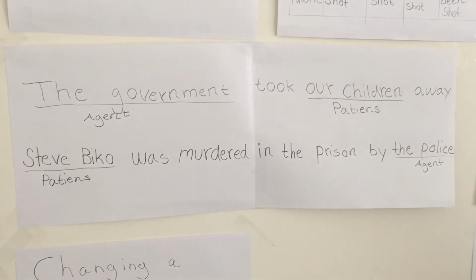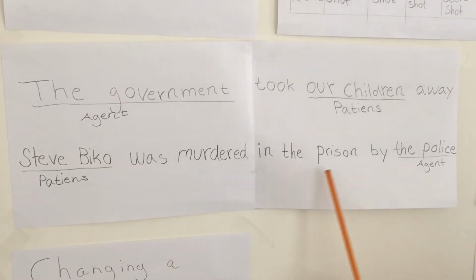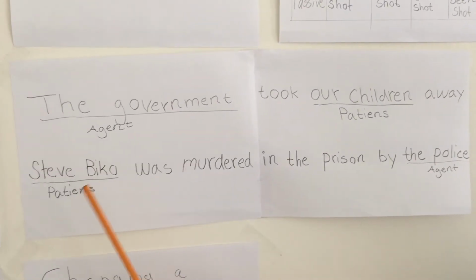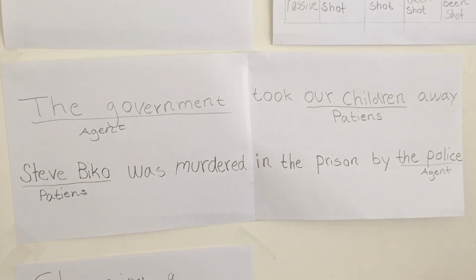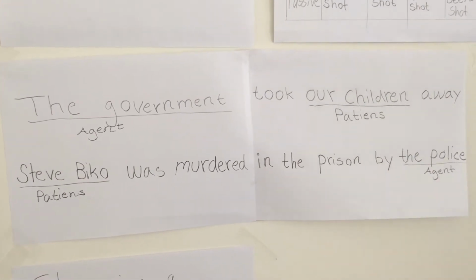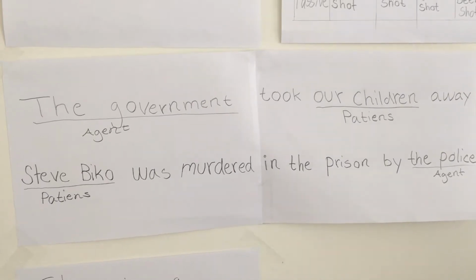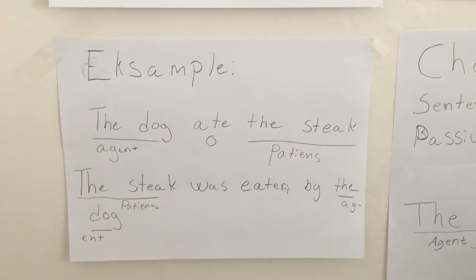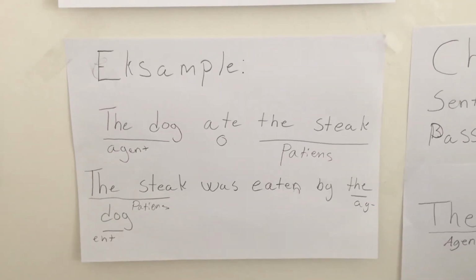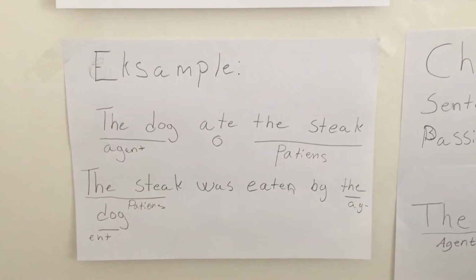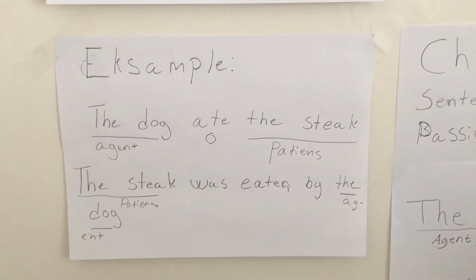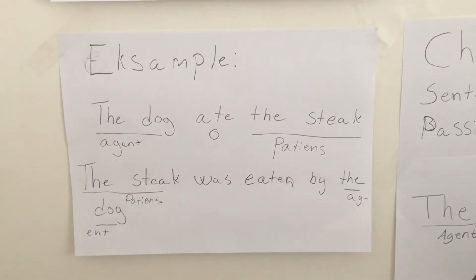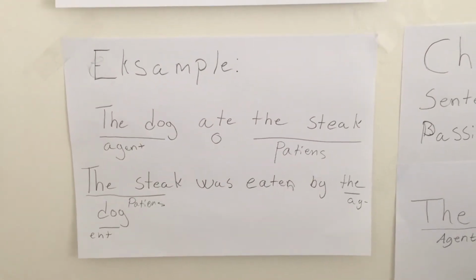Another example could be Steve Biko was murdered in a prison by the police, where the police are doing something and it's happening to Steve Biko. And you can see that it doesn't matter if agents or patients are in whatever order. The way of finding out if a sentence is in active form is in the way the subject plays its part. If the subject is agent, then the sentence is active. But if the subject is patient, the sentence is passive.